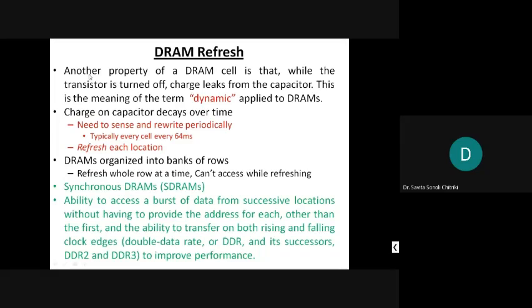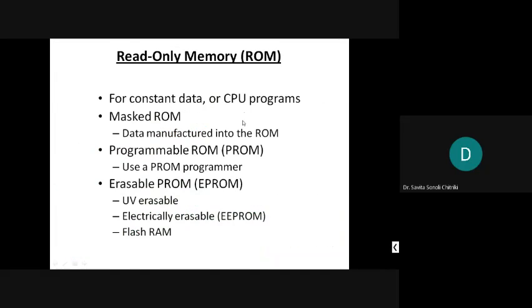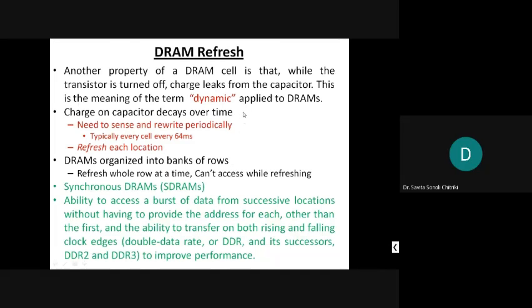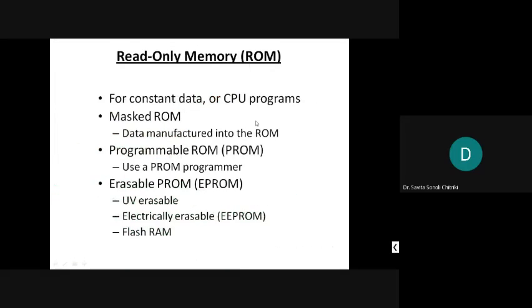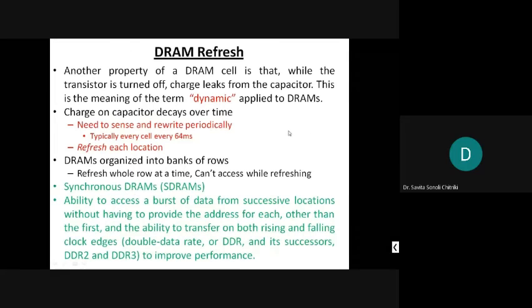DRAM refresh. Another property of a DRAM cell is that when you turn off the transistor, charge leaks from the capacitor. This is the meaning of the term dynamic applied to DRAMs. The charge on the capacitor decays over time. So what will happen? As the time increases, the capacitor also discharges.